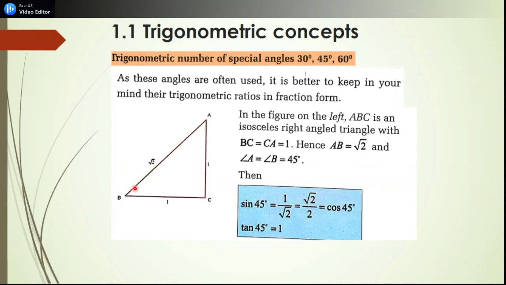When we calculate cosine of this angle, it is adjacent side over hypotenuse, meaning it is equal to 1 over square root of 2. So it also will be equal to square root of 2 over 2. Cosine of 45 is equal to sine of 45. Tan of 45 is equal to 1, meaning it is opposite side over adjacent side, which is 1 over 1, equal to 1.